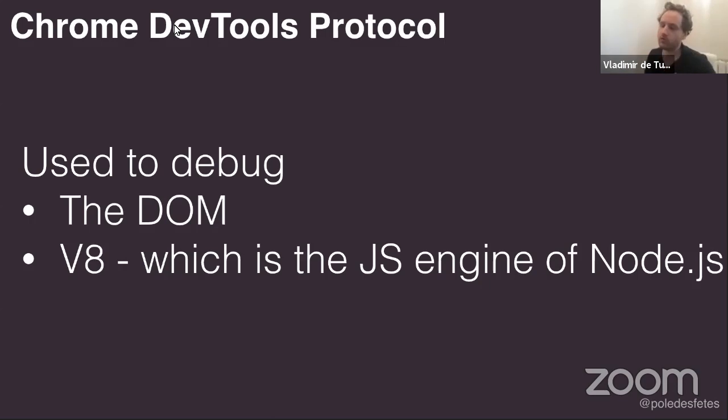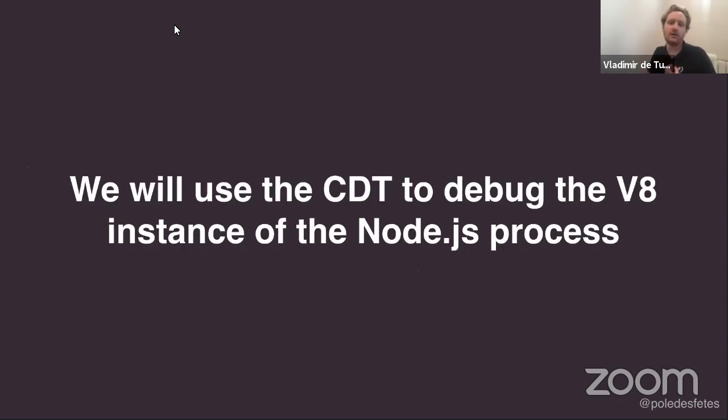Meaning that when you run Node.js, all the JavaScript code you write is actually interpreted by this piece of software developed by Google named V8. That's the virtual machine where JavaScript runs. It's responsible for calling functions, garbage collection, and handling the life cycle of every object. So we will use the Chrome DevTools, CDT in short, to debug the V8 instance of the Node.js process.